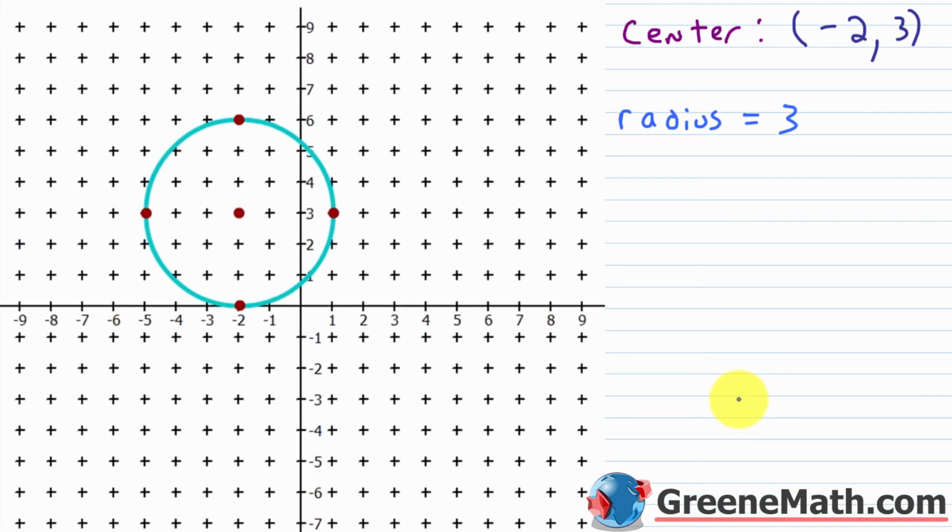All right, so again, our center occurs at negative 2, 3. So I go 2 units to the left and 3 units up. So this is our center.